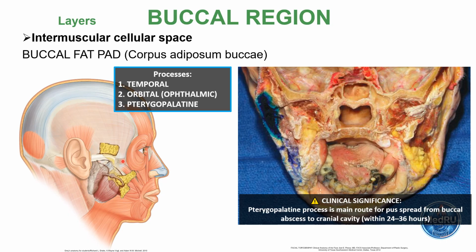The orbital process is located in the infratemporal fossa, adjacent to the inferior orbital fissure, through which abscesses from the cheek fat pad can penetrate the orbit and cause phlegmon of the retroorbital space. The pterygopalatine process goes through the zygomaticomaxillary fissure to the pterygopalatine fossa, which communicates with the middle cranial fossa. The pterygopalatine process is the main route for pus spread from a buccal abscess to the cranial cavity, within 24 to 36 hours.